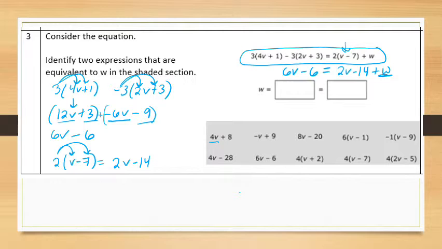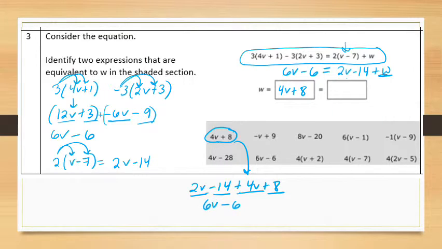If I added 4v, I would get 6v, right? Because 4v plus 2v is 6v. And then if I added 8 plus negative 14, I would get negative 6. So actually, if you look at this very first one here, 4v plus 8, that's going to cause me to get an equivalent answer. And again, just to prove it here, 2v minus 14 plus, I'm going to substitute this here, 4v plus 8. And 2v plus 4v is 6v. Negative 14 plus 8 is negative 6. So again, you're noticing that I get this piece here, which is equivalent to what this simplified to right here, right? And that's going to work for us.